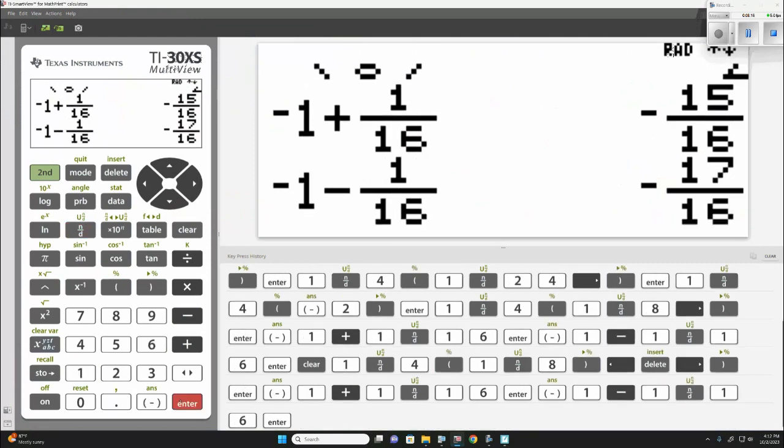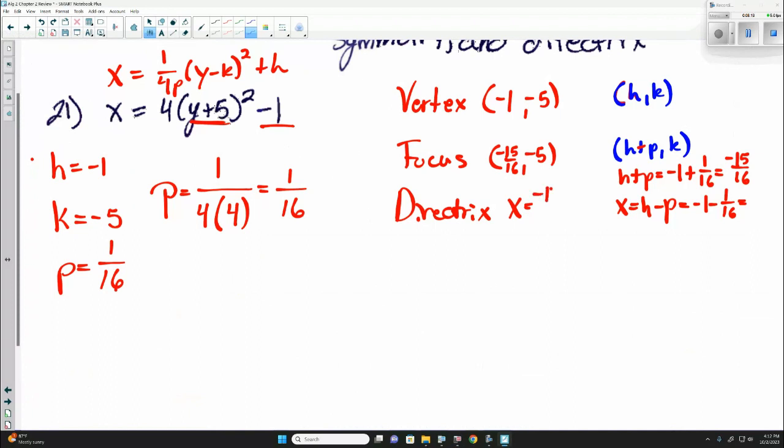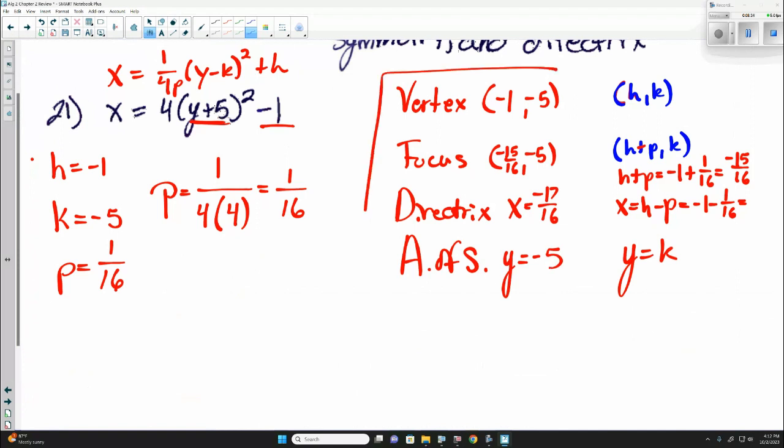Is -17/16. And the axis of symmetry this time is indeed our y equals k. So this would be y equals -5. And that's it.